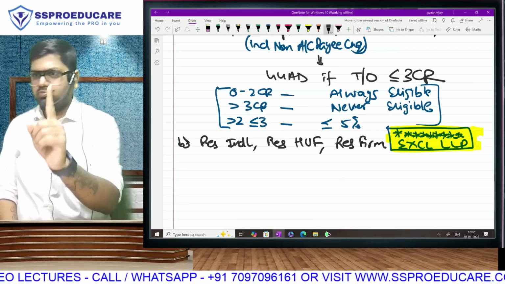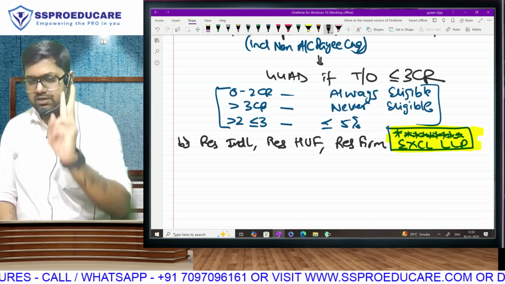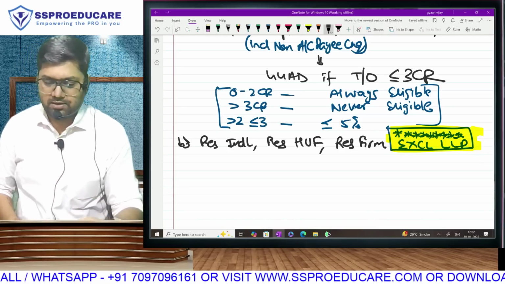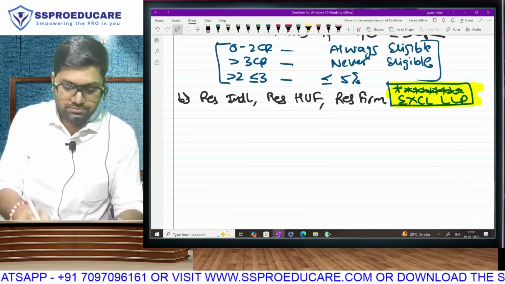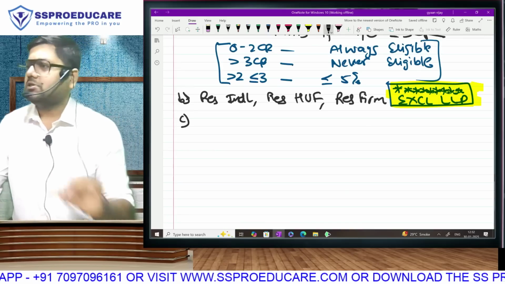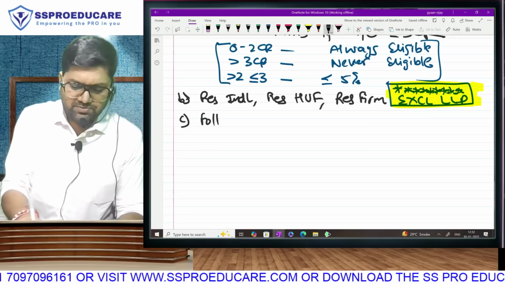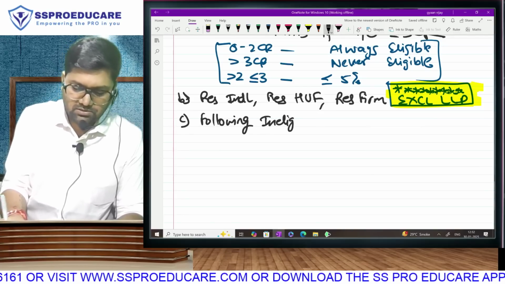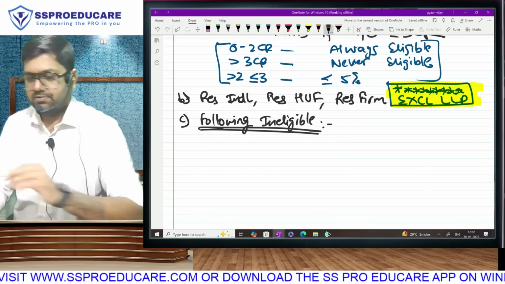Presumptive will be available to small business, based on turnover. And second, resident individual, resident HUF, resident firm, not being LLP. And third condition, only three conditions. Following businesses are ineligible. Means if you are doing this business, we will not let you come under presumptive.